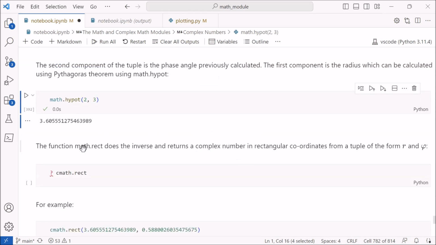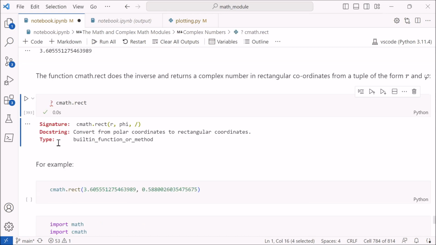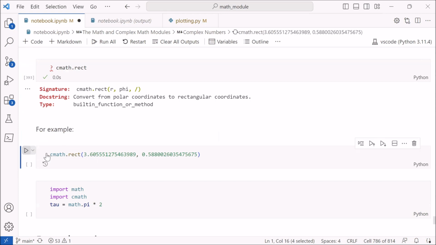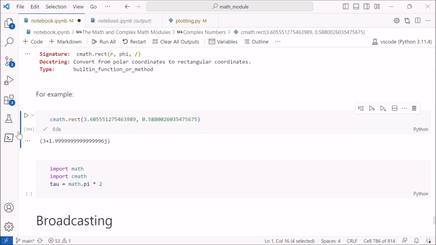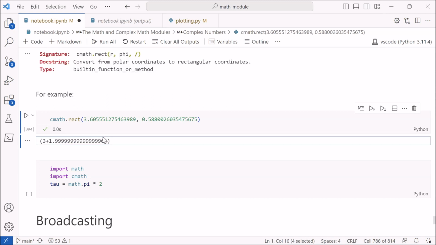So the function cmath.rect does the inverse and returns a complex number in rectangular coordinates from a tuple of the form r, phi. For example, if we just use the same values as before, then we're going to retrieve our original value. And this has got a rounding error because each component is a floating point number.